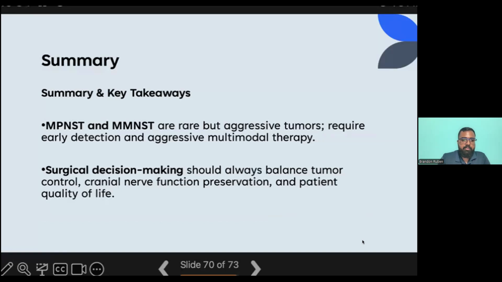Malignant peripheral nerve sheath tumor and malignant melanotic nerve sheath tumor are rare but aggressive tumors and require early detection and aggressive multimodal therapy. Surgical decision-making should always balance tumor control, cranial nerve function preservation, and patient quality of life.